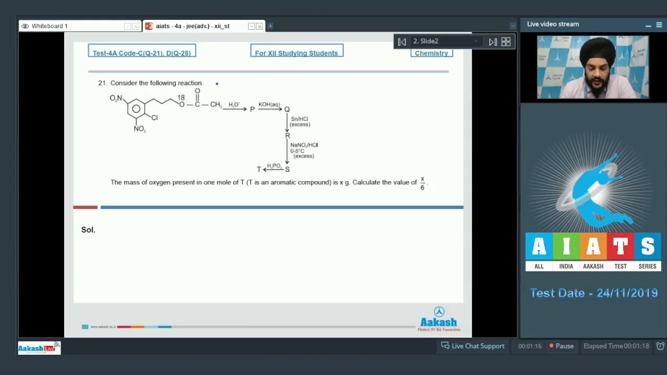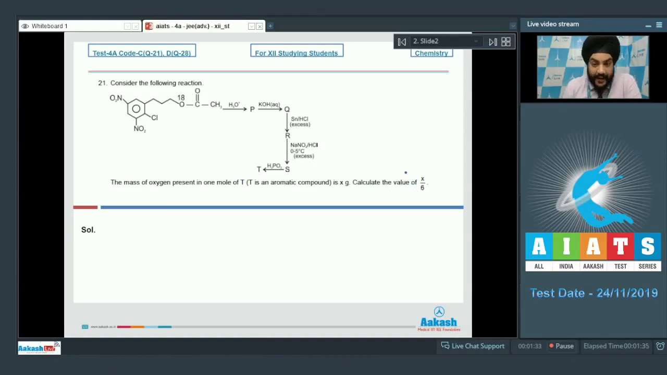Consider the following reaction. So we've been given a reaction sequence, students. The examiner seems to be interested in the mass of oxygen which is present in 1 mole of T. It is further mentioned that T is an aromatic compound, and if the mass of oxygen present is x grams, we have to comment on the value of x by 6.